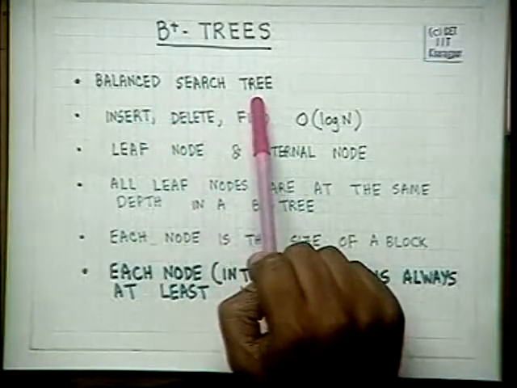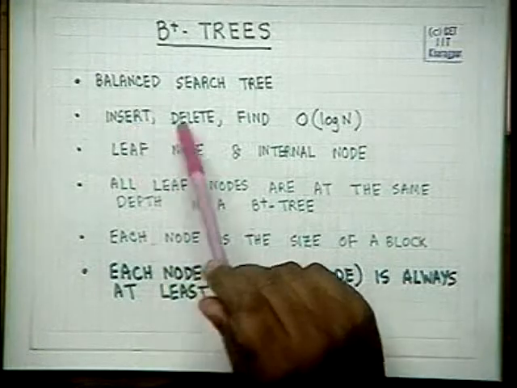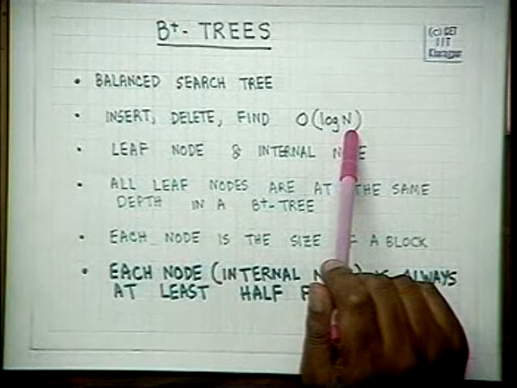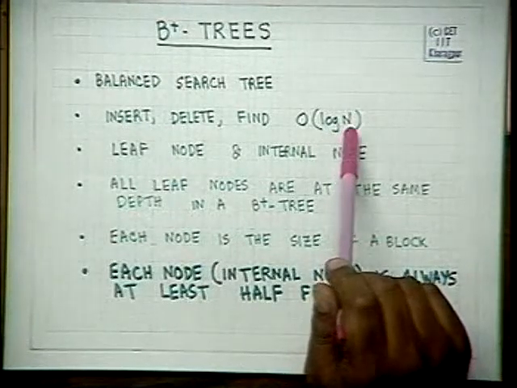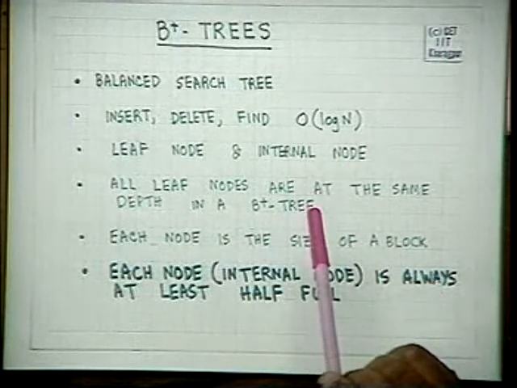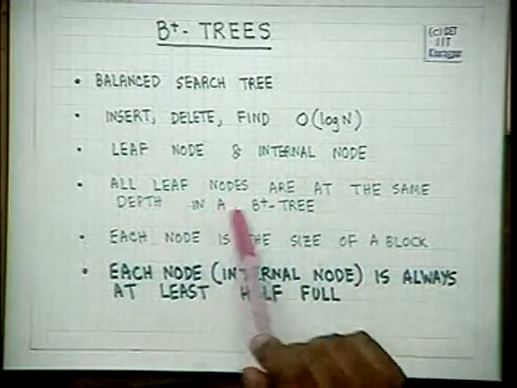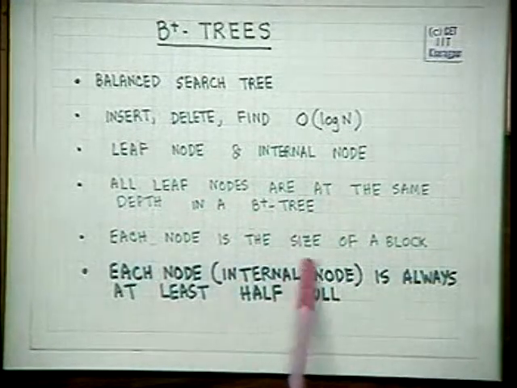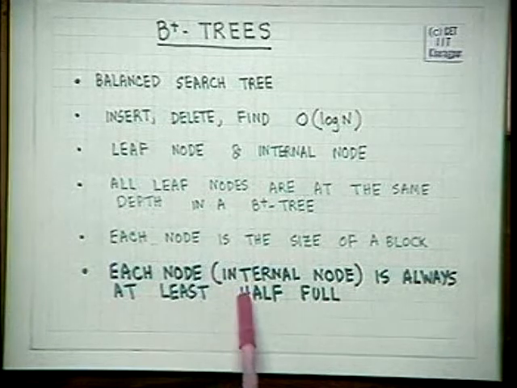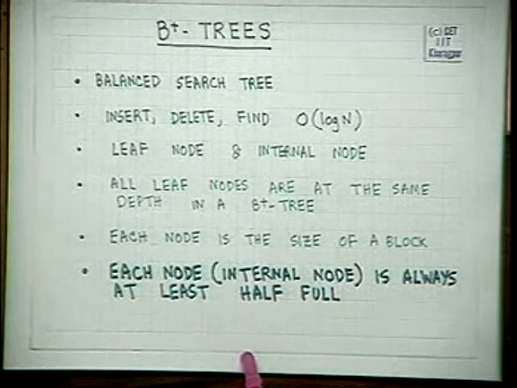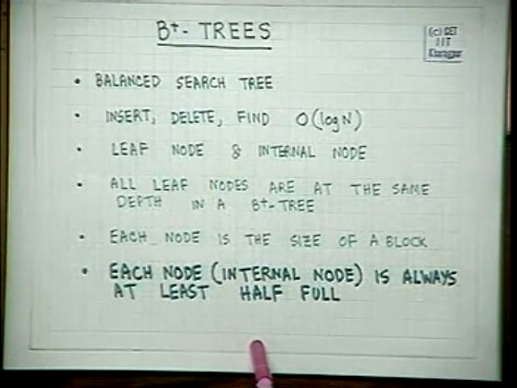We are doing B plus trees, and as we mentioned earlier, a B plus tree is a balanced binary search tree which has operations insert, delete and find, all of which can be done in order log n time, where n is the number of distinct index values or attribute values on which the indexing is done. There are two types of nodes, a leaf and an internal node. All leaf nodes are at the same depth in a B plus tree, and each node is the size of a block. For an internal node, each node is always half full, that is, at least half of the pointers it has must point to valid, non-null nodes.